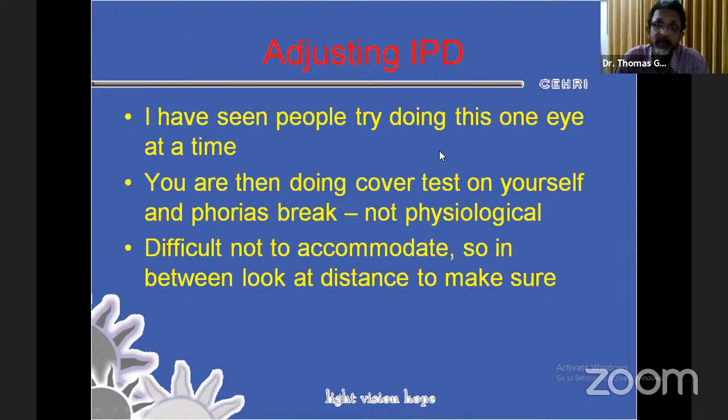I have seen people trying to do this by closing one eye at a time, but when you do that, when you're adjusting for IPD, you are actually doing a cover test on yourself. Your phorias will break. We may have intermittent divergent squints that are not cosmetically apparent, and all these would break. It is not physiological. Once you start operating, things are different, and it's going to cause asthenopia or eye strain. It's difficult not to accommodate. So as you're doing this also, in between, take a peep in the distance once in a way to make sure that you are not accommodating and inducing a convergence.